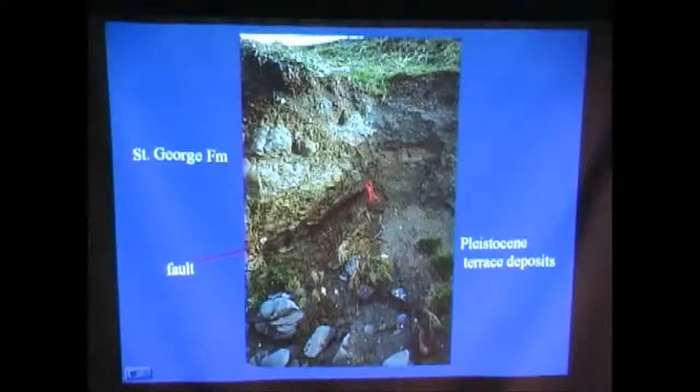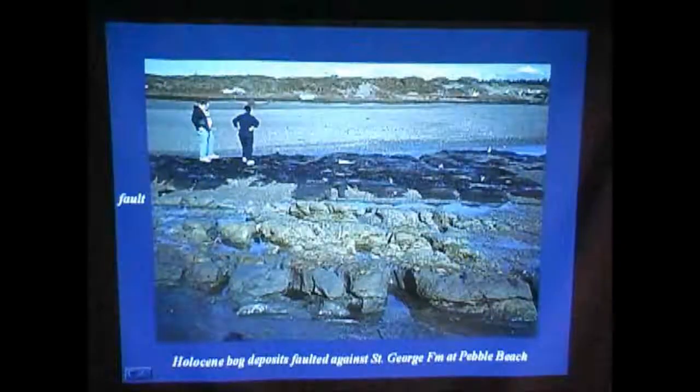And that's all. I'll probably never see it again. It's there. And here's one of the young faults. We've dug out the fault plane on the north side of Point St. George Formation, and it's overthrusting the 50,000-year-old terrace sediments. And then at Pebble Beach, we have this 3,000-year-old bog deposit, and there's another big fault running through here, and the bog deposit is sitting on St. George, which is thrusting over St. George.